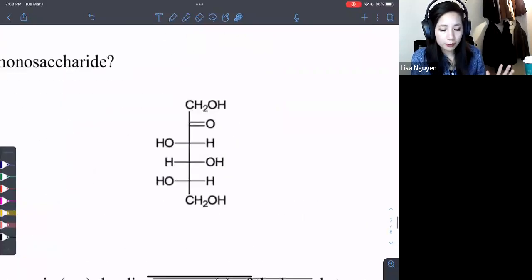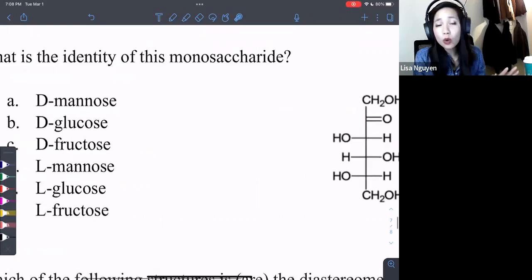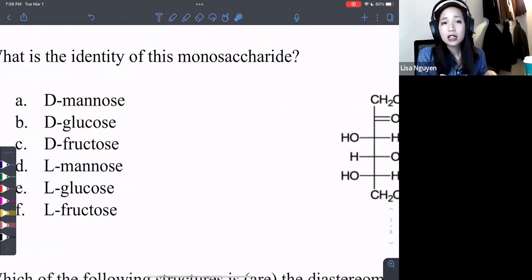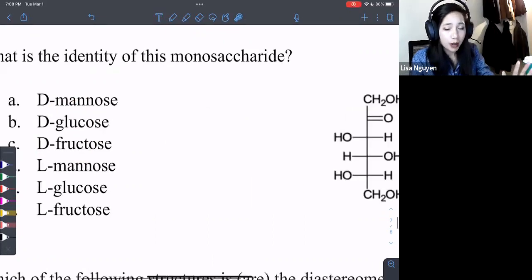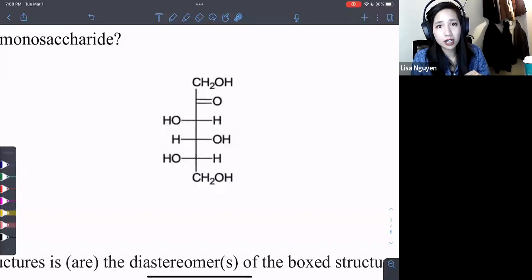So in this one, I'm trying to identify, and I give you options. I give you all the D monosaccharides and all the L monosaccharides. So right off the bat, you can eliminate half of them by just identifying whether this is D or L. So throw it up in the chat.